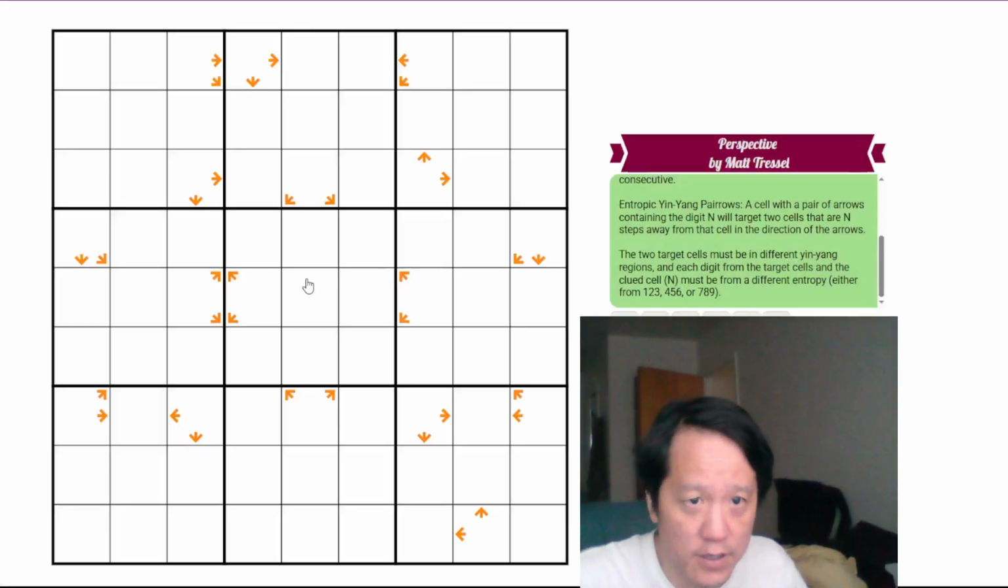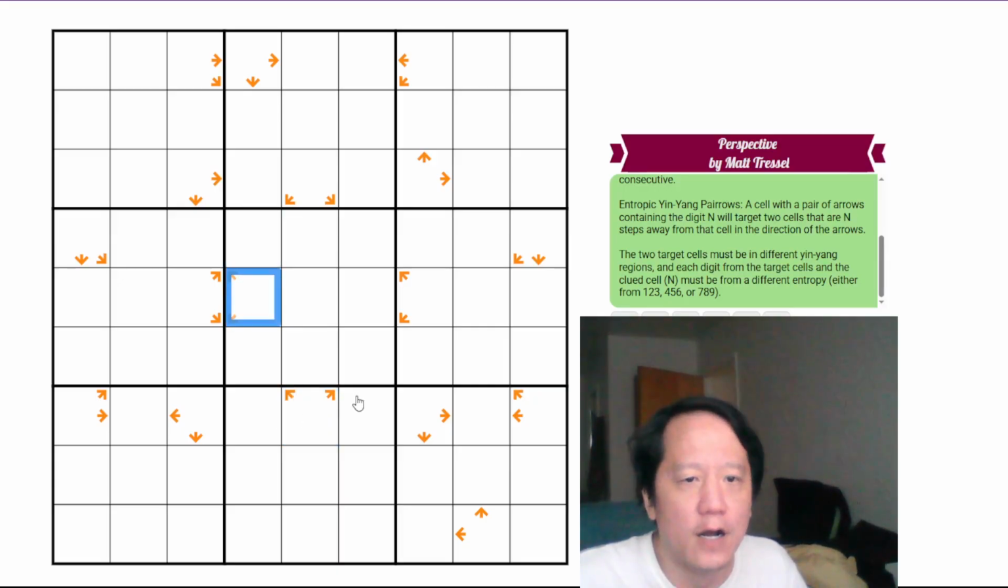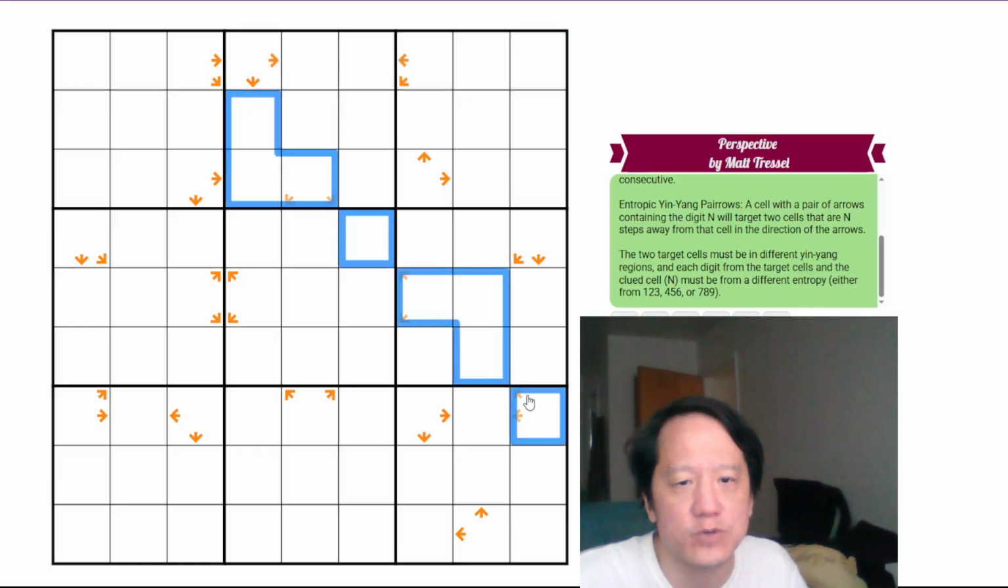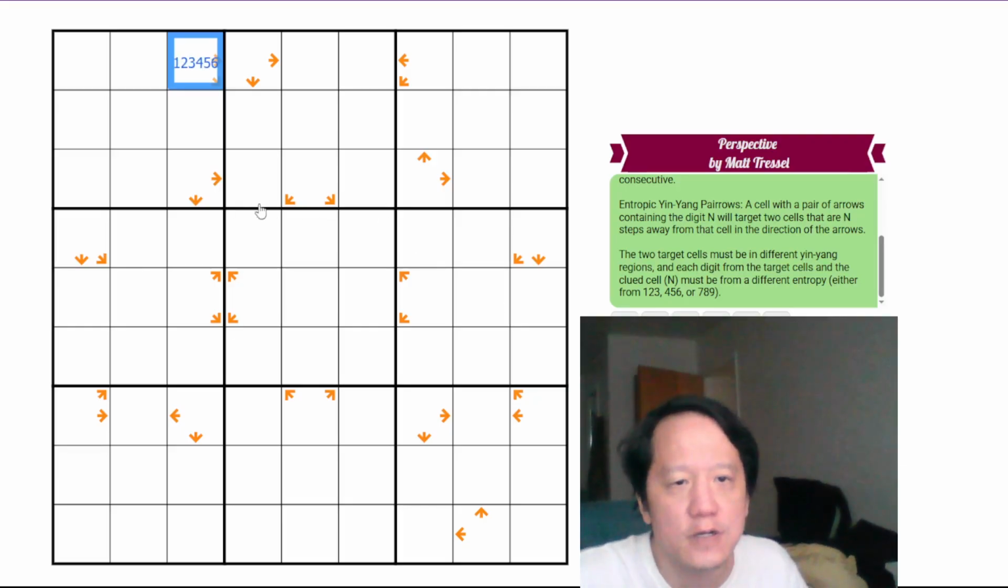Let's go. Okay, we have to start with the pairs because we have no information about yin-yang shading. So how far can the pairs go is kind of a question. So this can go up to 6 cells this way, and 6 cells this way. So this is at most 6. We have 1 through 6 here.